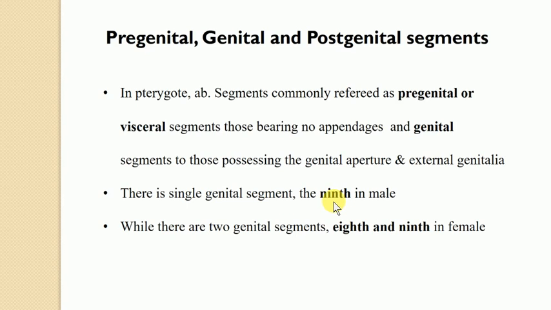Hence the genital segment in the case of the male is number 9, while in the case of the female there are two genital segments, where you can find two openings. The genital openings are generally present on the 8th and 9th abdominal segments in the female. So that is the difference between the male and the female. The genital aperture is always found on the ninth segment in the male, while in the female it is on the 8th and 9th, meaning two segments contribute the genital aperture.